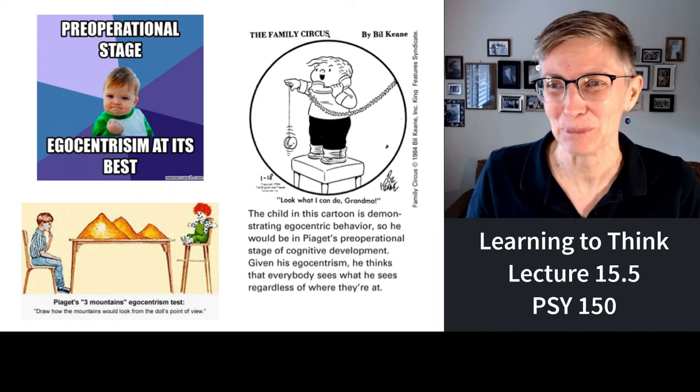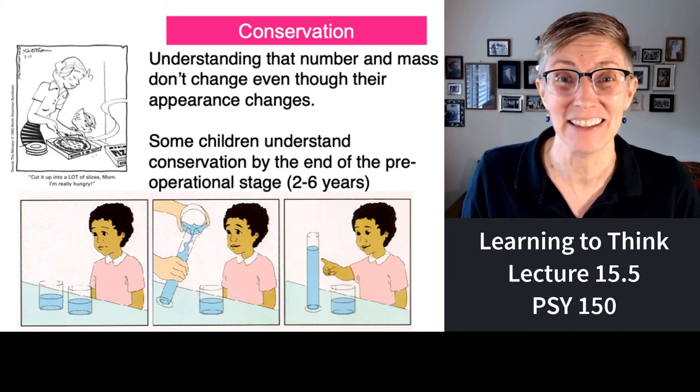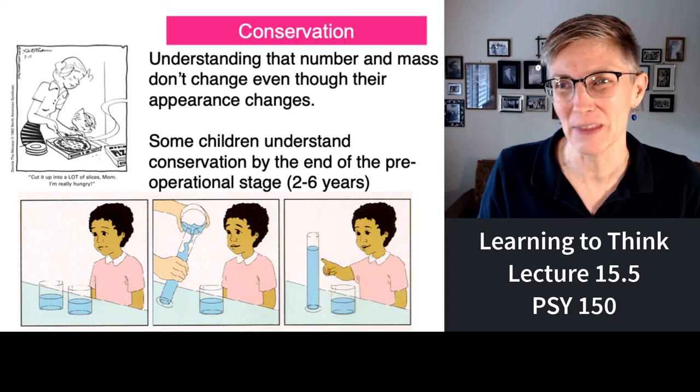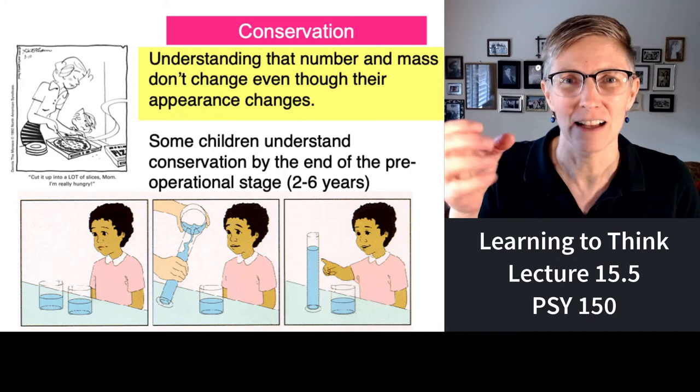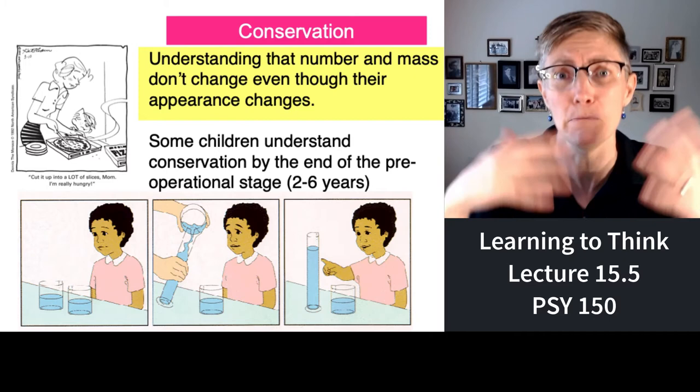Now, there's another really fun thing about the pre-operational stage, and that is the kids show magical thinking that's just crazy. One example is something called conservation. Now, you know, if you take a glass of water and pour it into a different glass that has the same shape, there's the same amount of water in both glasses, and pouring water from one glass into another doesn't make more water. Except if you're in the pre-operational stage, then it does.